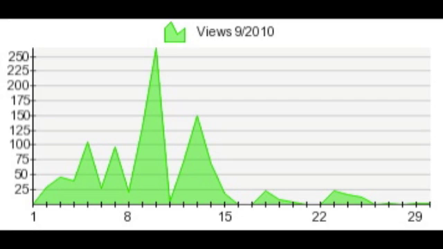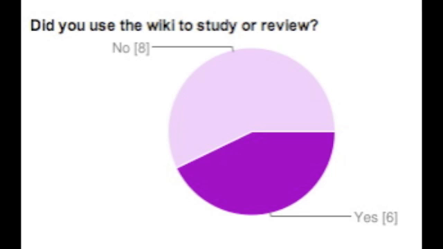In looking at the data, we can see that there were up to 250 views. However, the majority of students did not use it to study, which is what I really wanted them to do.